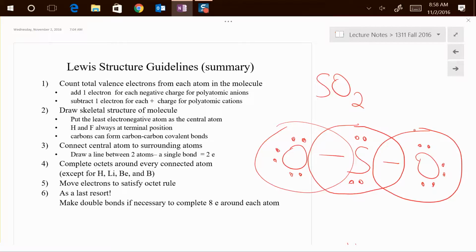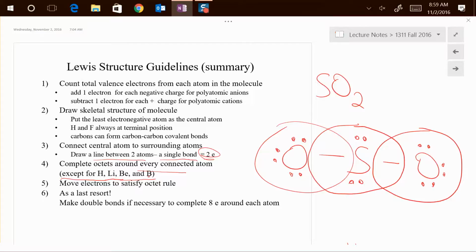That's the starting point. You have to start where you only have single bonds and everything has 8 electrons around it. That's how I start drawing these structures. Every time. Draw a line between 2 atoms. A single bond equals 2 electrons. Complete the octets, except for hydrogen, lithium, beryllium, and boron. So this is what they're saying about that.